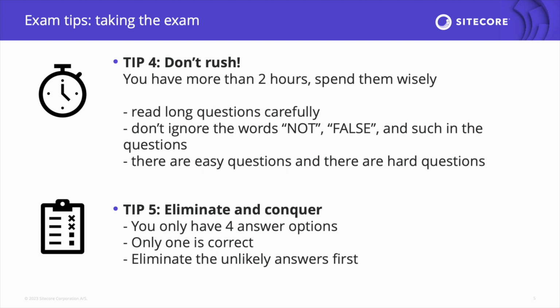Eliminate and conquer. So you only have 4 answer options. Only one of them is correct. So eliminate the unlikely answers first, and then you will be able to choose the correct one between the two, for example, that are left. So this is a standard test-taking technique, but just don't forget about it because it will be very useful at Content Hub certification exams.